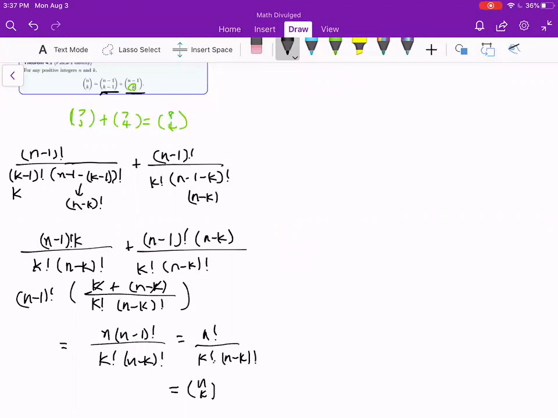So that's the way to do it algebraically. And the key to this was remembering that if we multiply k and k minus 1 factorial, this just gives us k factorial. That's the key thing to remember here for this problem.